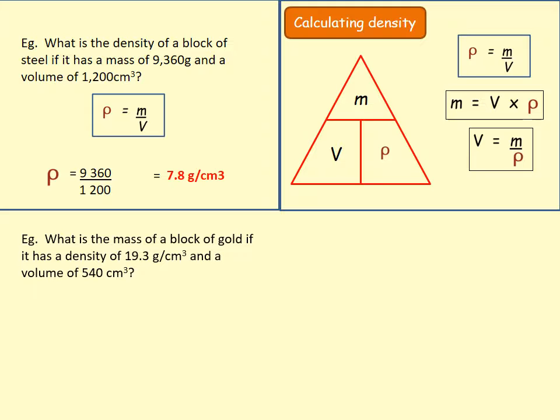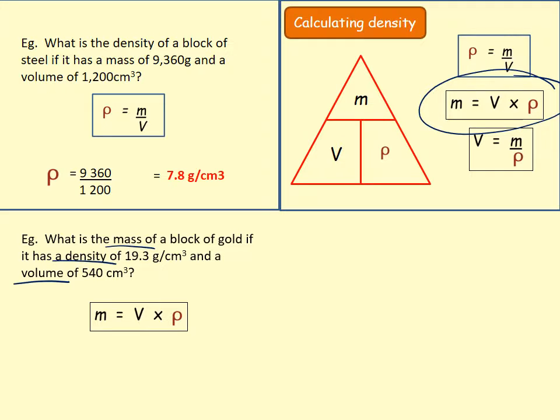The next question asks, what is the mass of a block of gold if its density is 19.3 grams per centimeter cubed and it has a volume of 540 centimeters cubed? Again, pause the video, choose the correct formula, plug in the numbers and see if you get the same answer when we come back. Right, so the one you should have chosen is the second one here. Mass equals the volume of the object times its density. So we have a mass, we have a density, and a volume. If you plug in the numbers, you should get the answer of 10,422 grams.